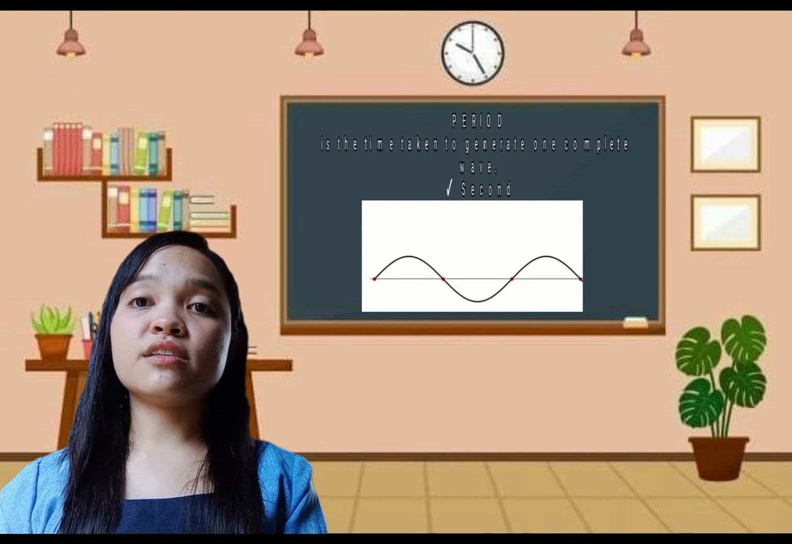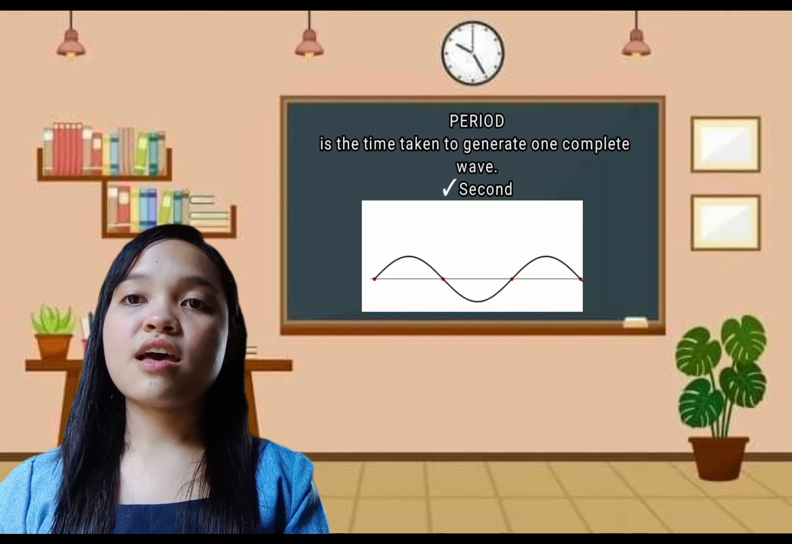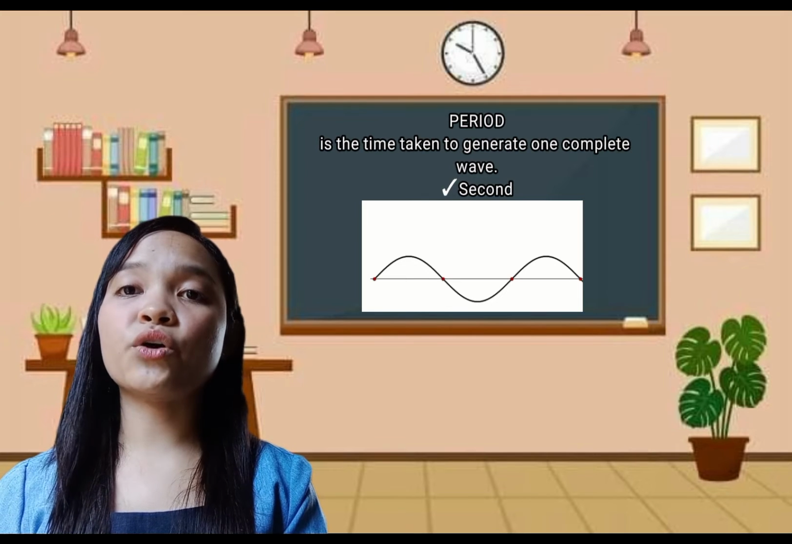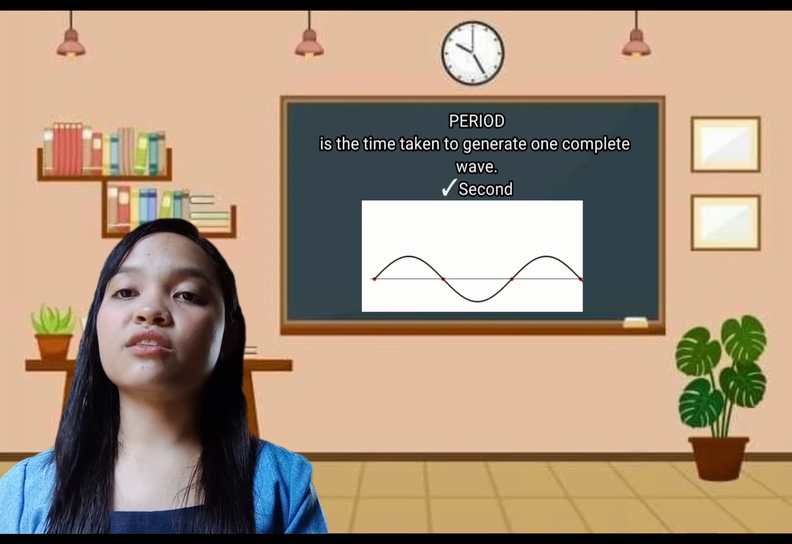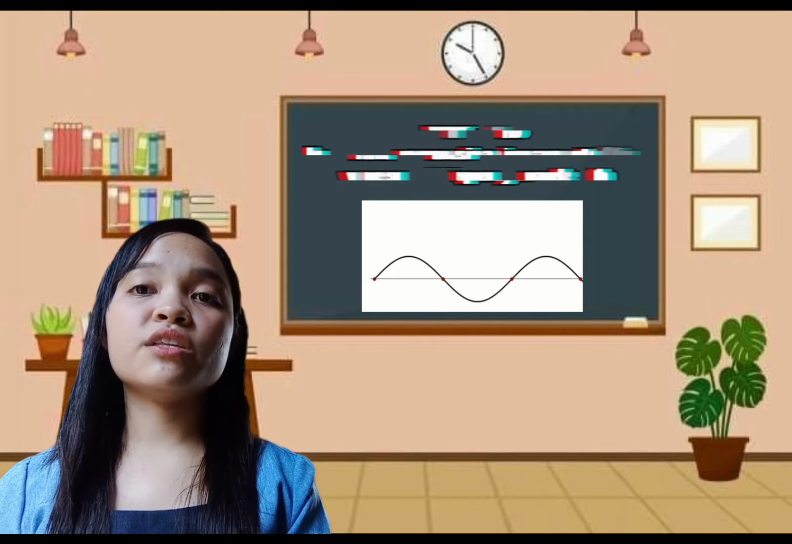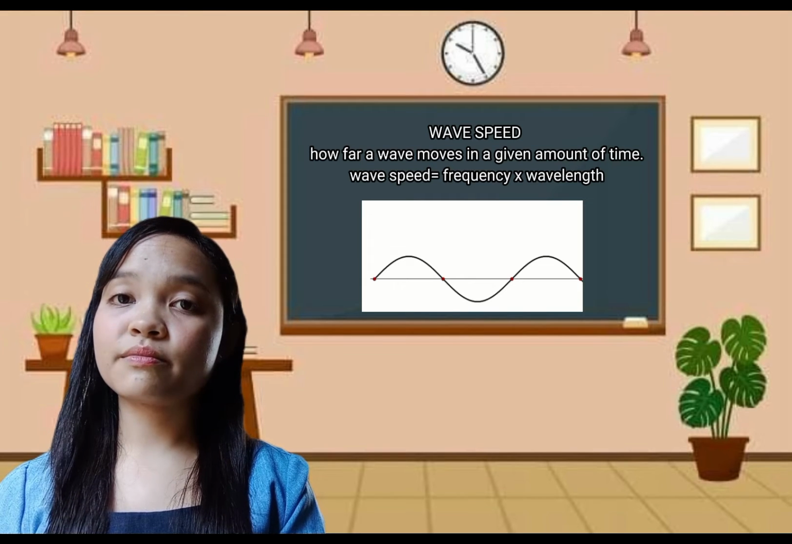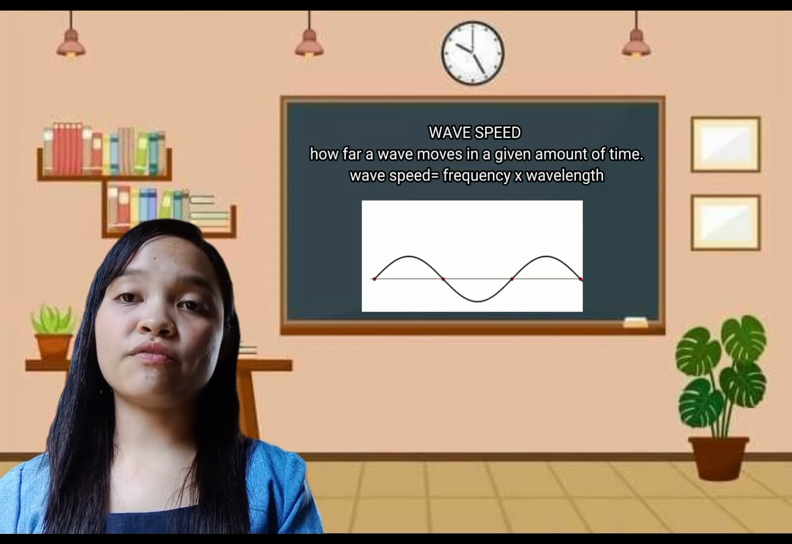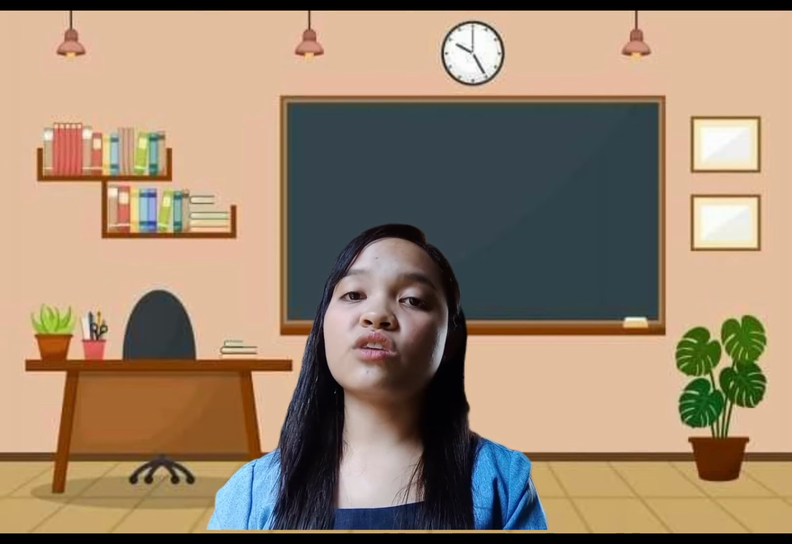The period is the time it takes for one complete wave to be generated, as well as the time it takes for the crest or any particular point on the wave to move one wavelength. It has a unit of seconds. The speed of a wave is the distance it travels in a given length of time. The frequency multiplied by the wavelength equals wave speed. And those are the different notions we need to understand about waves.